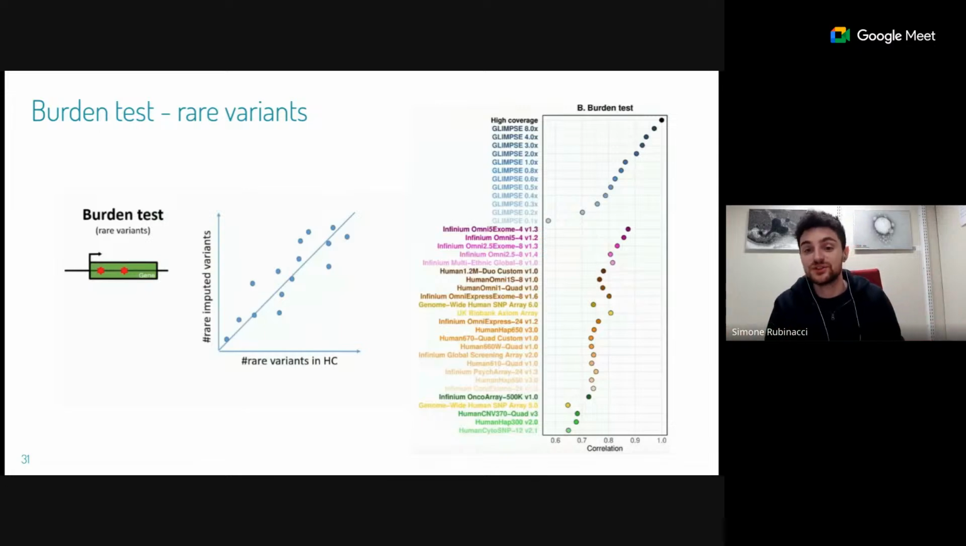Also, low coverage whole genome sequencing is better for underrepresented populations. And this is because SNP array data has to be ascertained specifically for specific populations, while sequencing is unbiased with respect to the population.